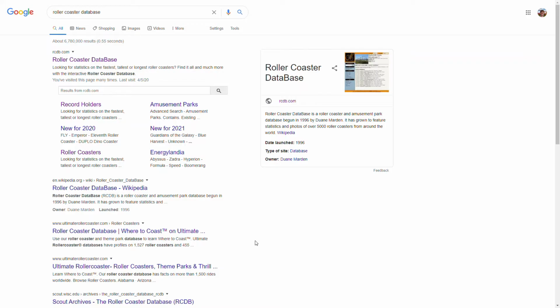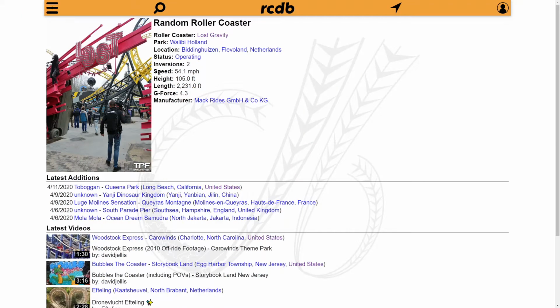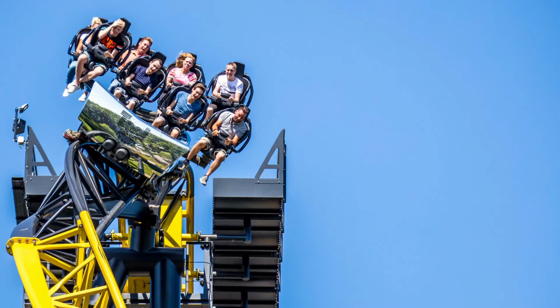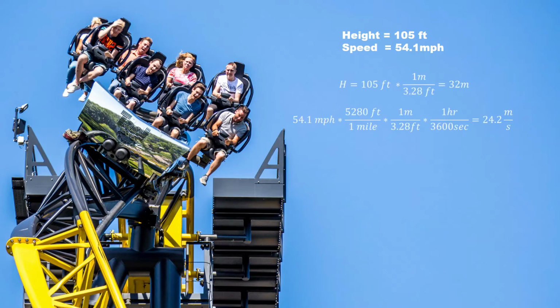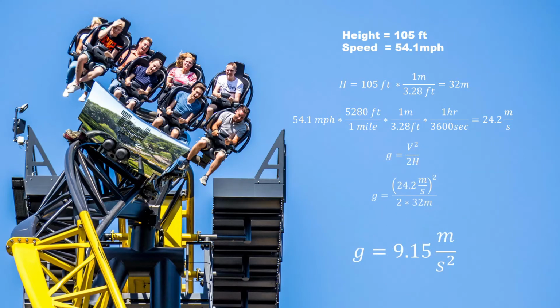So let's do this for a real roller coaster. Let's pick a random roller coaster, and it looks like we got Lost Gravity at Walibi Holland. So let's have a picture of it for the backdrop here. And the height of it is 105 feet and the speed is 54.1 miles per hour. And to make things simple, we will be converting these into metric units, so then 105 feet will be equal to 32 meters and 54.1 miles per hour is equal to 24.2 meters per second. And then if we plug these values in, we get that the g value is 9.15 meters per second squared. So that's not 9.81, is it?